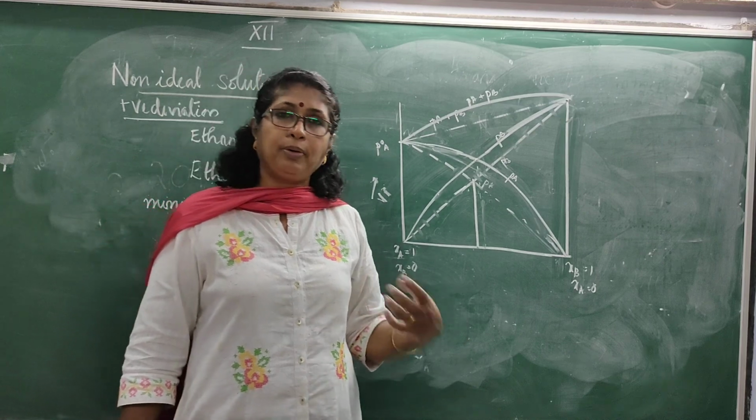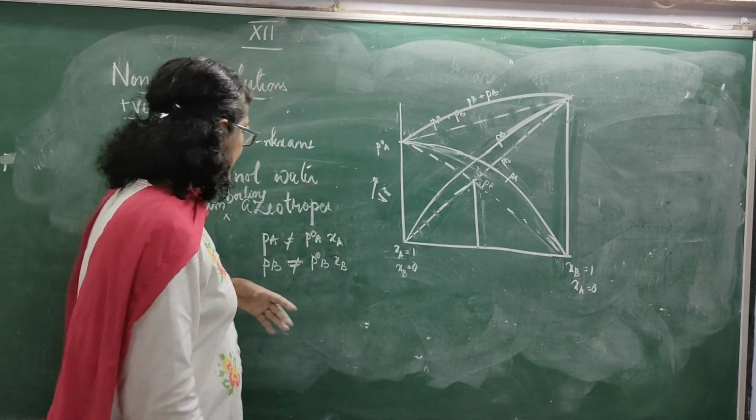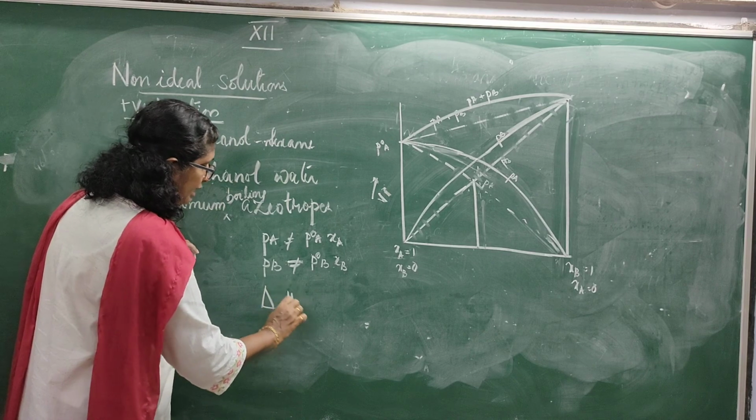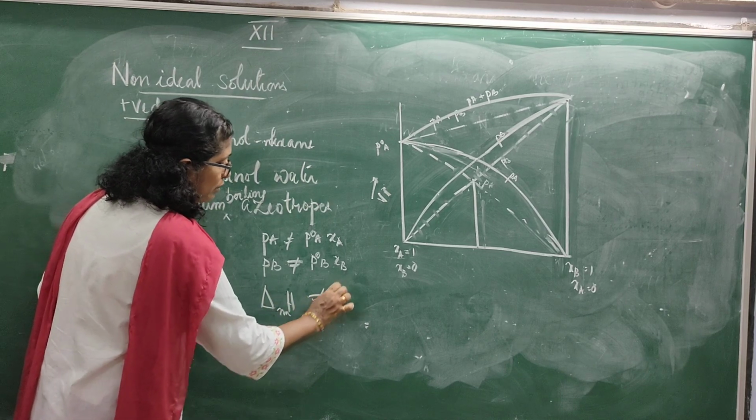So delta H will be positive. Heat energy will be absorbed. So delta H is not 0. Delta H mixing will not be equal to 0.